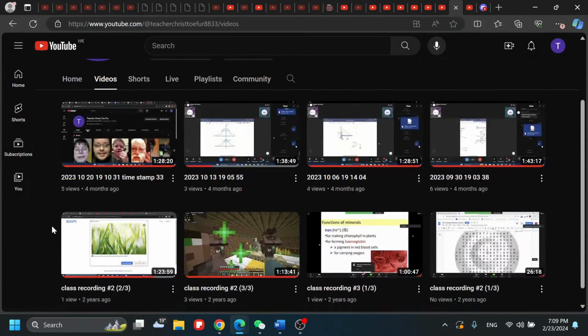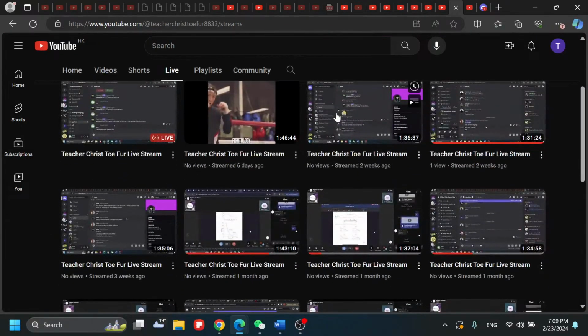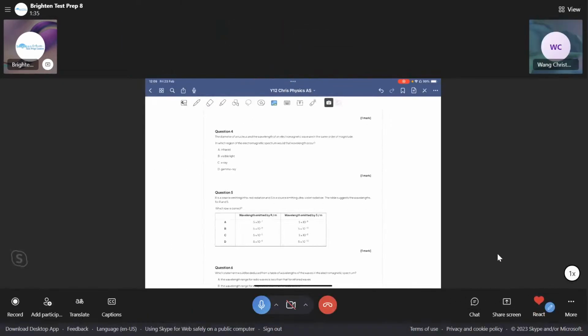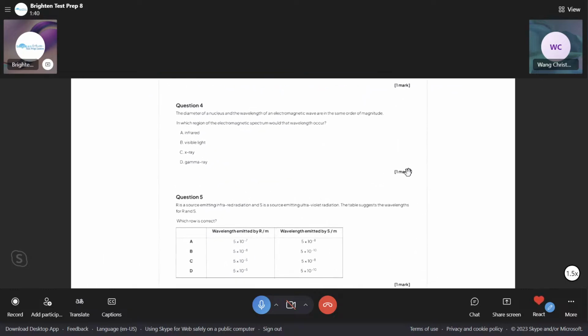Okay, I think question 4 is an interesting one. The diameter of a nucleus and the wavelength of an electromagnetic wave are in the same order of magnitude. When you look at that sentence, what does that mean in practical terms? They have a similar scale of size. Yeah, exactly. And when we talk about size, which two sizes would we talk about from the nucleus and the wave? The wave would be length. And for the nucleus, diameter, which in the end is length as well, right?